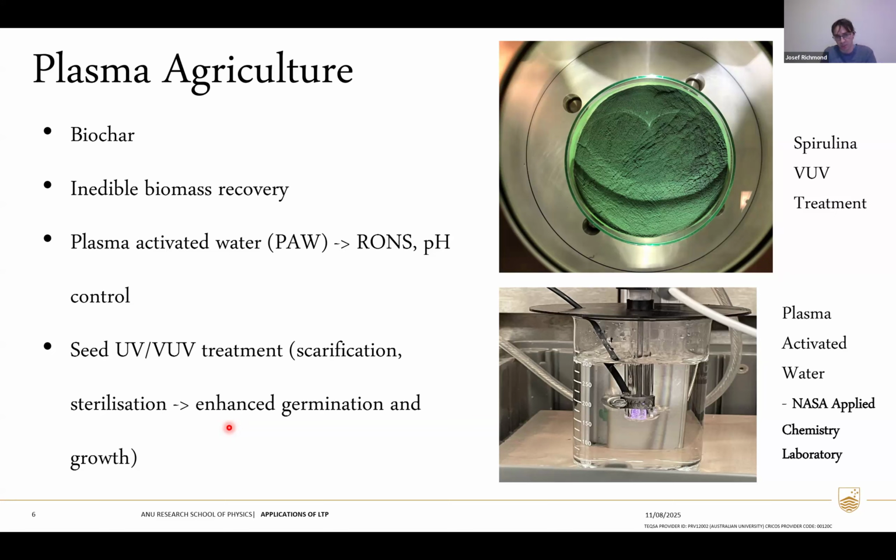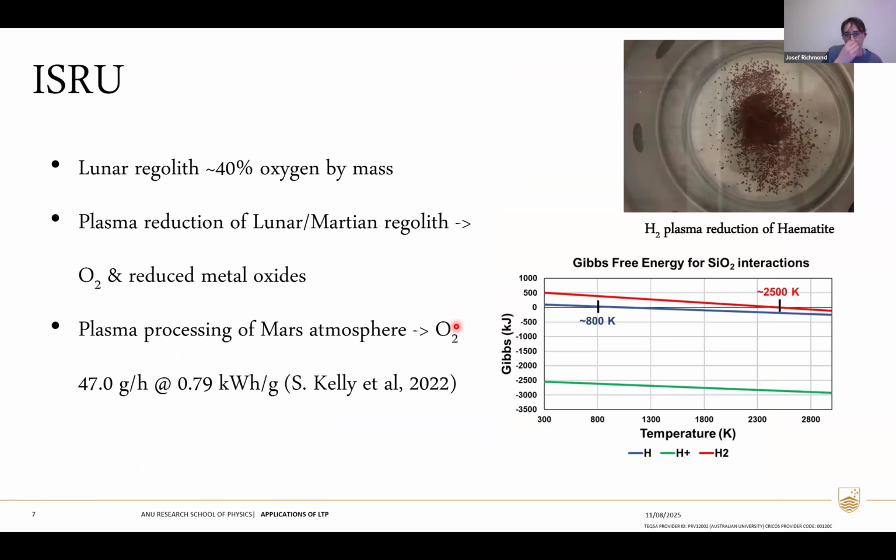And then, of course, you can also treat seeds and powders with either UV or plasma. That breaks down cell boundaries and in the lab has been demonstrated to enhance germination rates and growth. A lot of this work has been driven by the Applied Chemistry Lab, NASA Kennedy. I visited them last year, spent some time there. That was very good. Unfortunately, they're suffering a little bit with the NASA problems at the moment, but they did a lot of the groundwork in applying this to space.